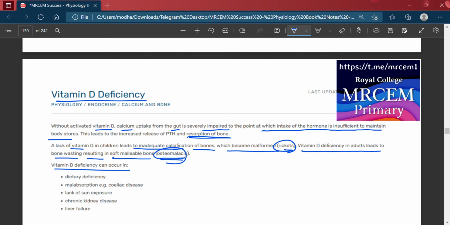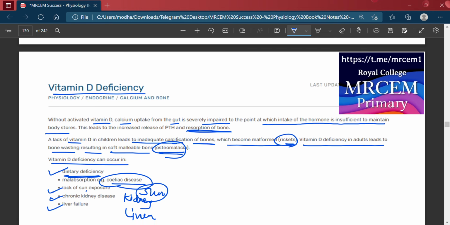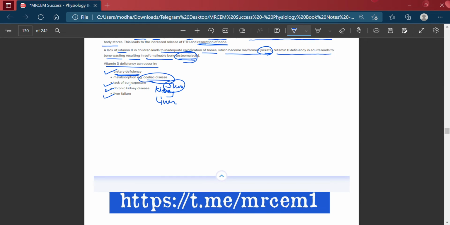Vitamin D deficiency can occur from dietary deficiency of vitamin D, malabsorption like celiac disease, lack of sun exposure, chronic kidney disease, and liver failure. So kidney disease, liver failure, lack of sun exposure, celiac disease, and dietary deficiency will produce vitamin D deficiency.